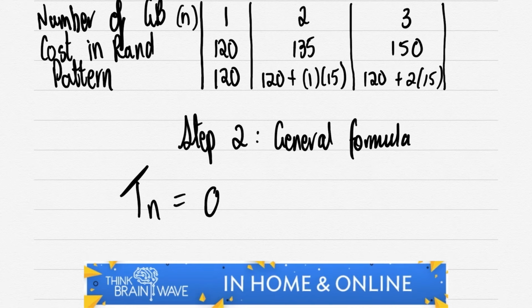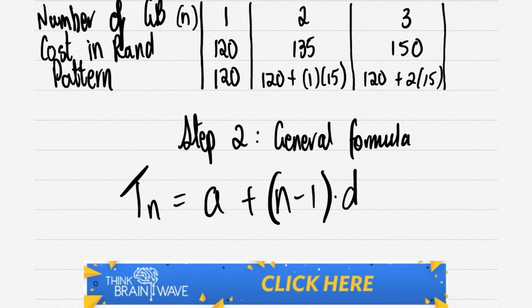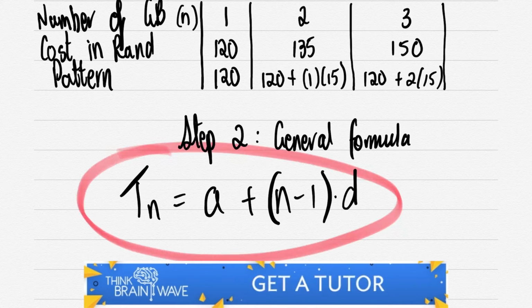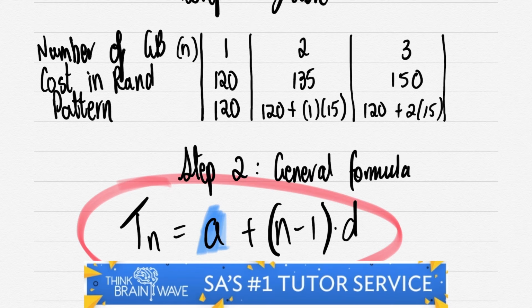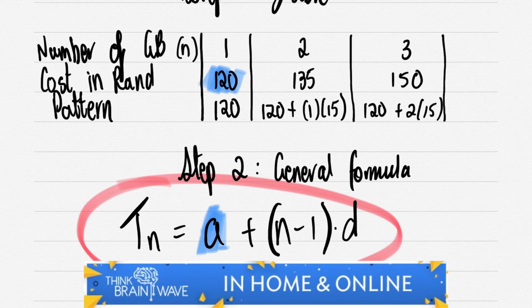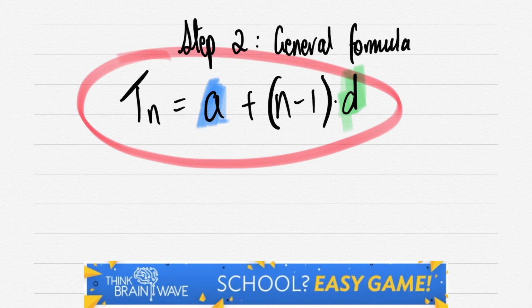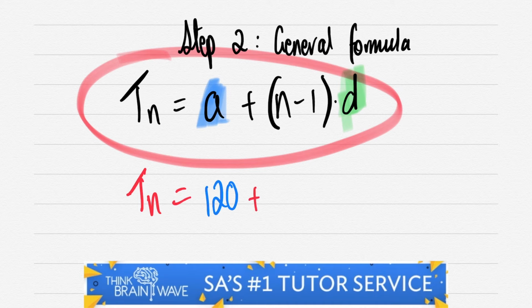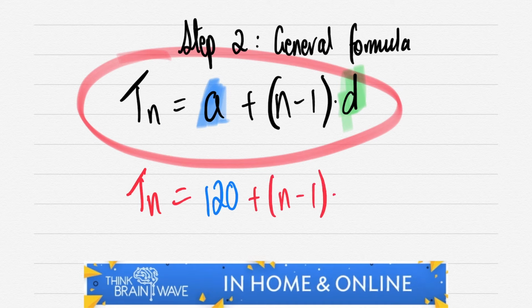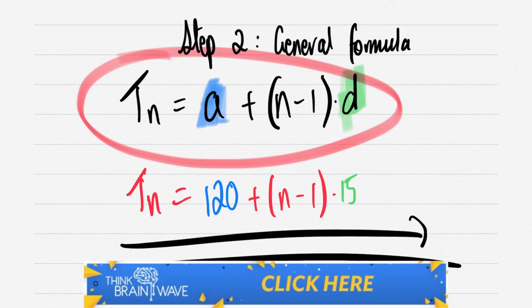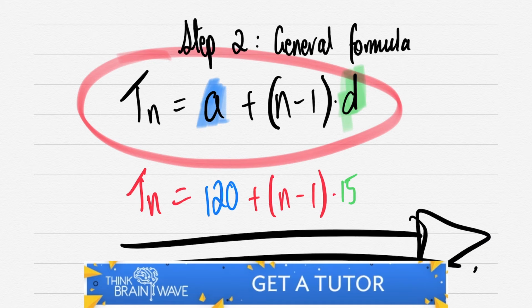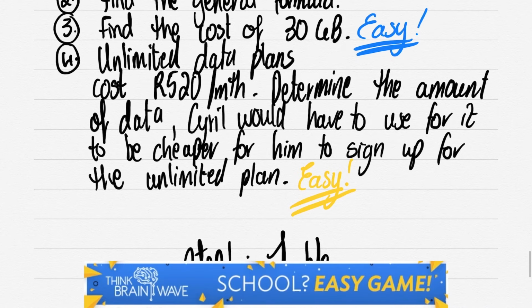Step 2. Let's create our general formula. We know that A is our first term and D is our constant difference. We see that our A is 120. We see that our difference is 15, as we've written there. And Tn is equal to 120 plus n minus 1 times 15, because 15 is the step up growth for each situation. Now that's easy game so far.